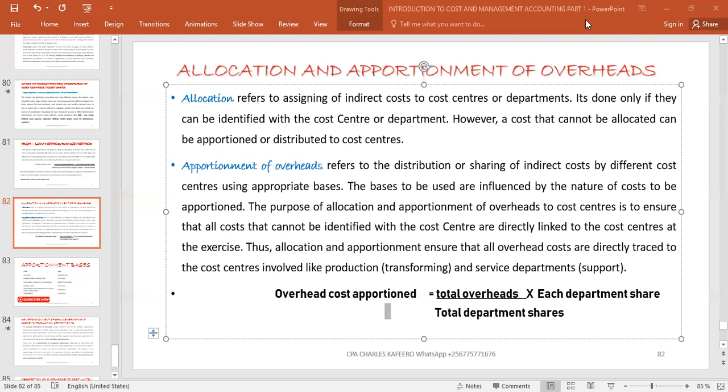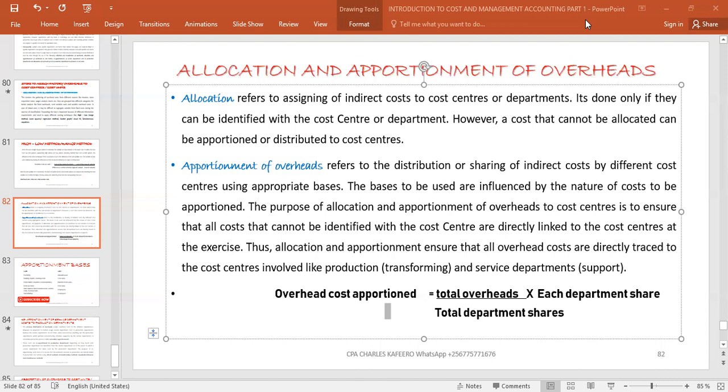It says apportionment of overheads refers to the distribution or sharing of indirect costs, those are the overheads, by different cost centers using appropriate bases. So when you are defining apportionment, you make sure you put appropriate bases. That's what separates it from allocation. Allocation, we allocate because we can directly trace where those costs are incurred, as I said, in terms of, let's say, indirect material, indirect labor, and others.